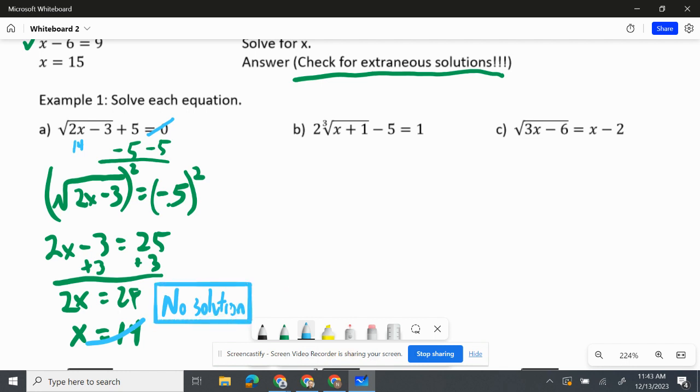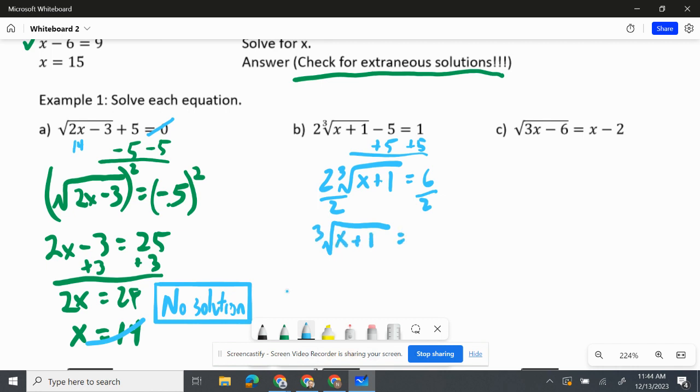Now for the next one, we're going to do the same thing. We first isolate the root. So I'm going to add the 5, and I get 2 cube root of x plus 1 is equal to 6. I divide by 2. I now have the root isolated. The cube root of x plus 1 is equal to 3. Now I want to get rid of the root, so I'm going to do the opposite operation. In this case, I'm cubing it because it's a cube root, and I get x plus 1 equals 27. I subtract the 1 to get 26.